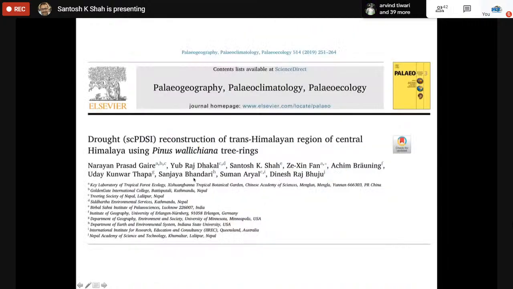Similarly, apart from temperature and precipitation, we can reconstruct drought. There are many kinds of drought indices, in fact, like PDSI, the Palmer Drought Severity Index, and the modified one is the SCPDSI, that is the self-calibrated PDSI. There are other kinds of drought indices, SPEI, SPI, all based on different calculations.